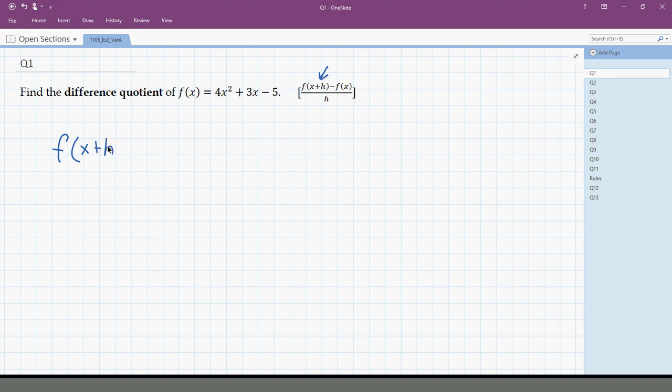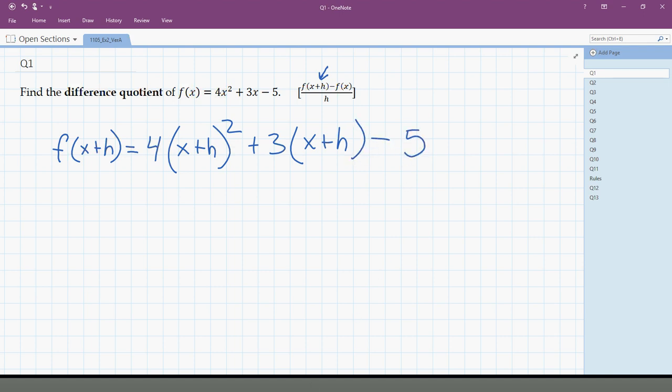So f of x plus h is going to be equal to 4 open parentheses x plus h close parentheses squared, plus 3 open x plus h close, minus 5. Every time we have a parenthesis with an exponent 2, that means we have two parentheses that are the same. So we have to do FOIL in there.